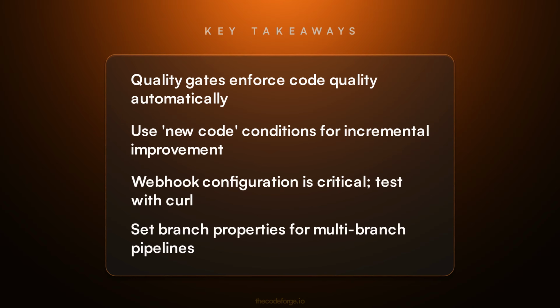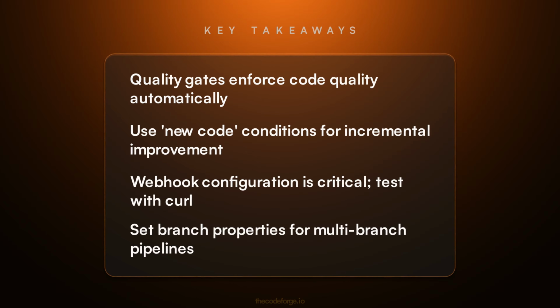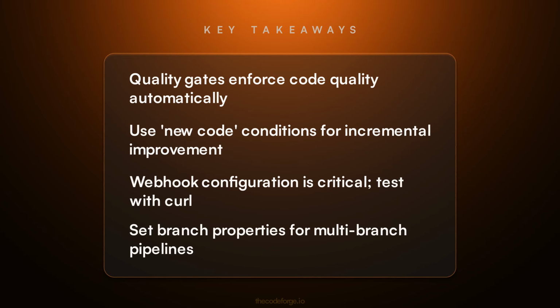To wrap up, remember that quality gates are your automated code quality enforcer. Use new code conditions, always test your webhook, set branch properties for multi-branch pipelines, and start with a minimal set of thresholds that you can adjust over time.